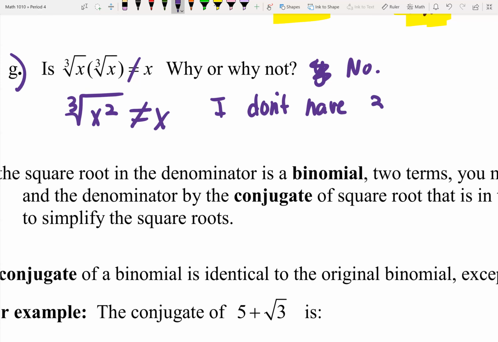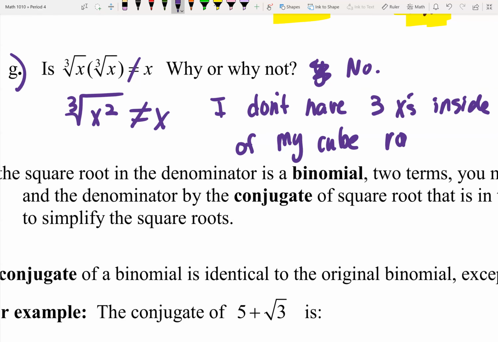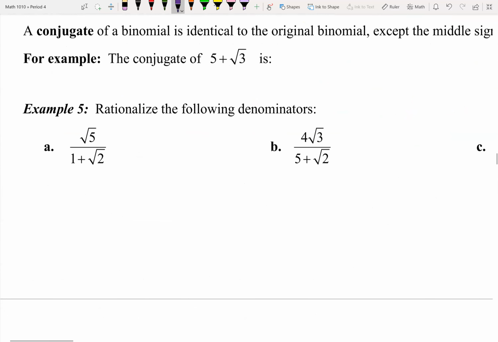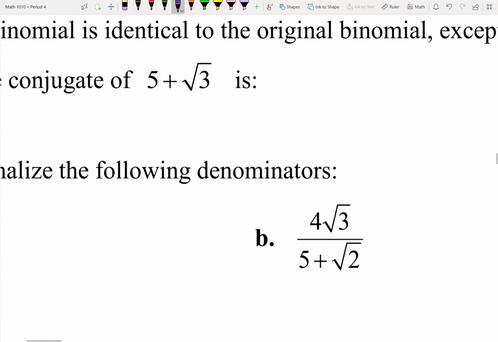And I'm going to say I don't have 3 x's inside of my cube root. If I had 3 of them, then it would be an x. I don't have enough. I can't even simplify that because I don't have 3 of them to come out. Okay? Okay.